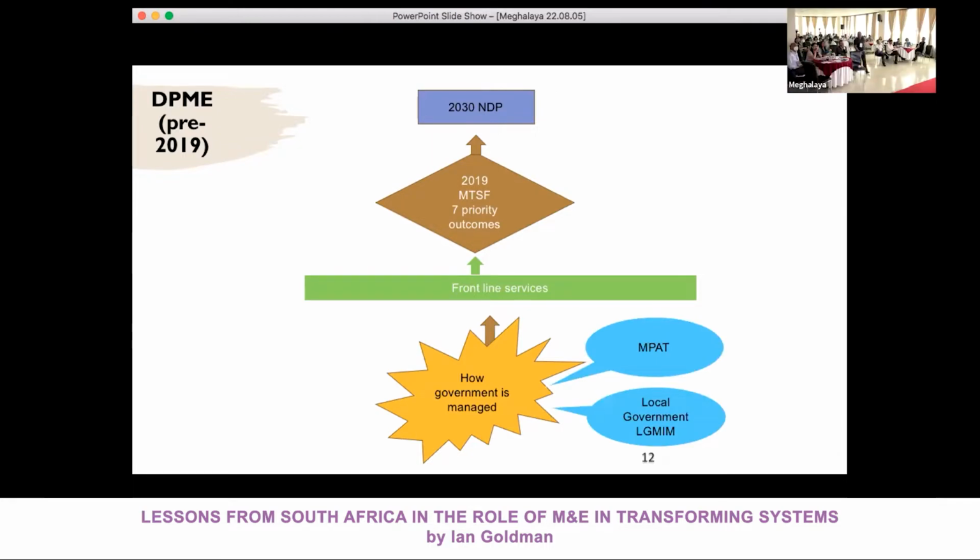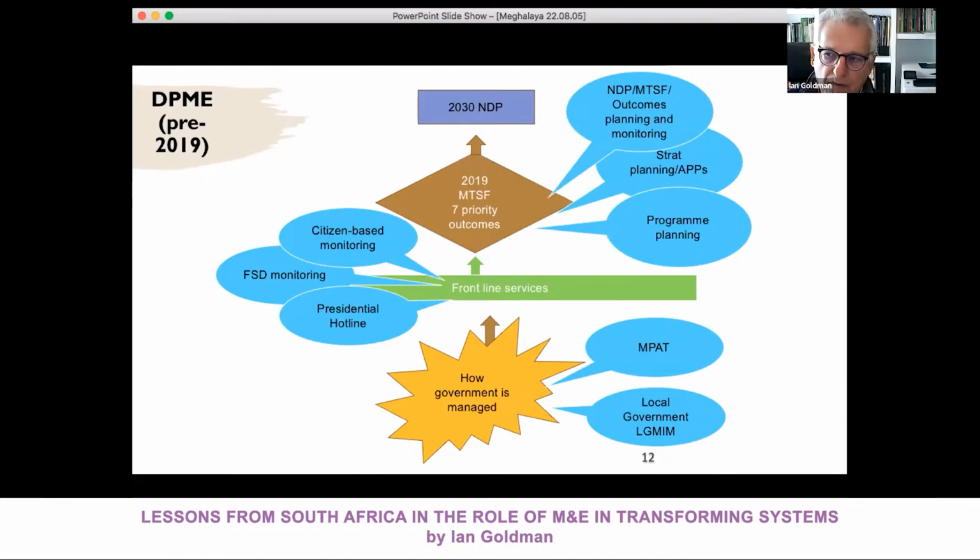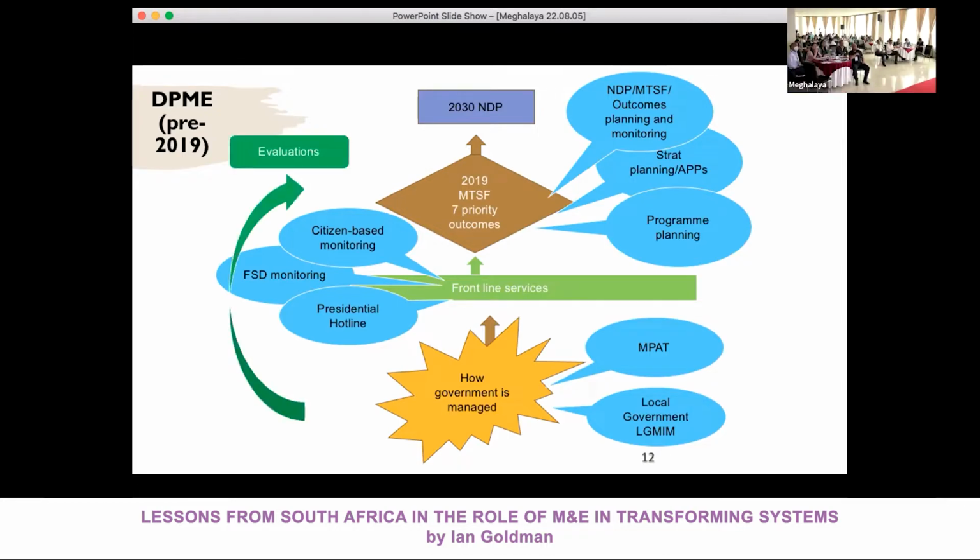And we developed a number of systems, what we call the management performance assessment tool, to look at how government is being managed, and a similar tool that was used for local government. We developed a number of tools to look at frontline services: citizen-based monitoring, frontline service delivery monitoring, and a presidential hotline for people to ring in to indicate where there were problems. And then there were a number of things done to plan and monitor the priority outcomes, to do the strategic planning and annual performance plans for departments, and then work that I was leading a lot on, program planning. And linking this all up is evaluations, which look at how this is all working, what's happening, why it's happening, what needs to change.